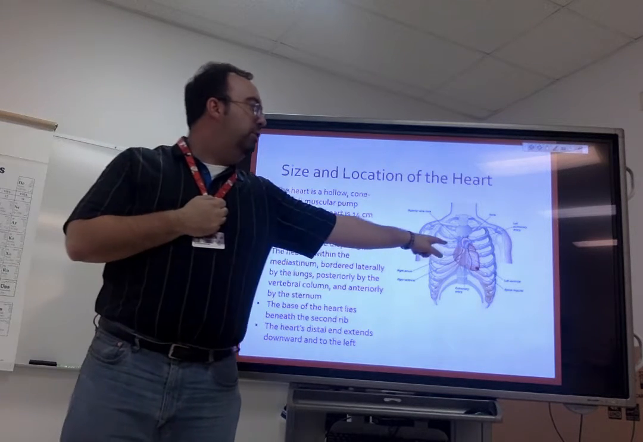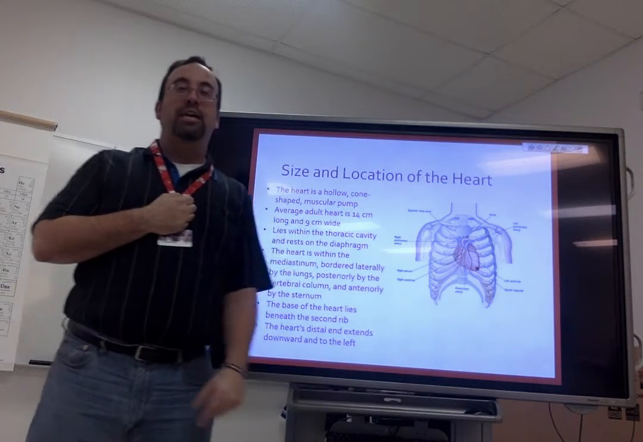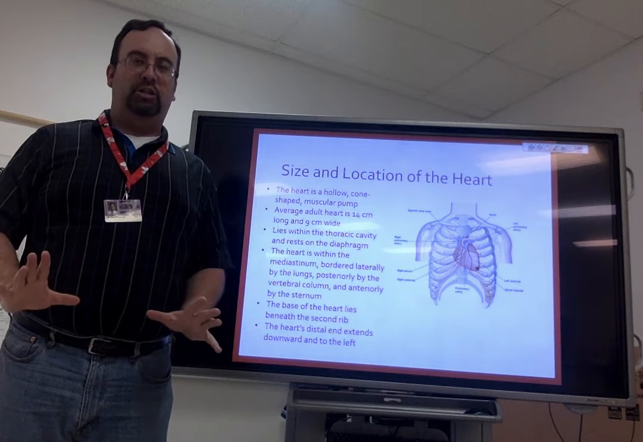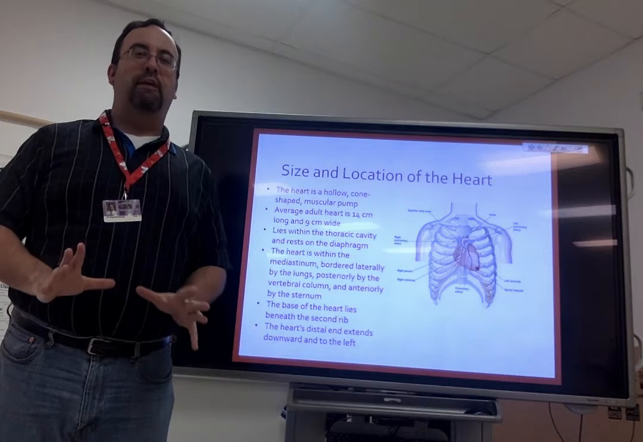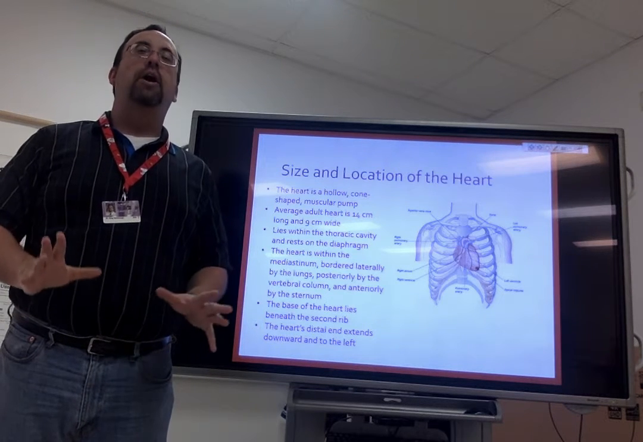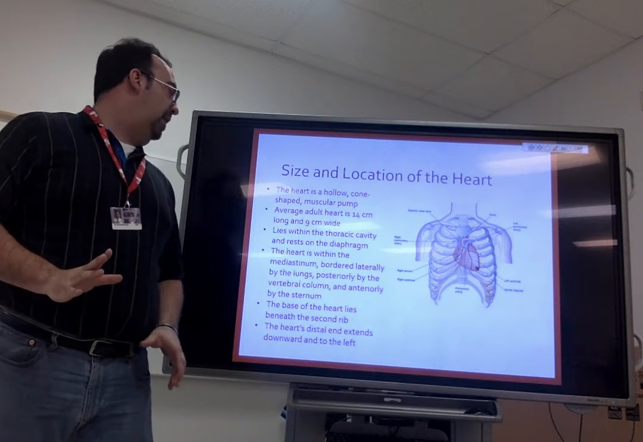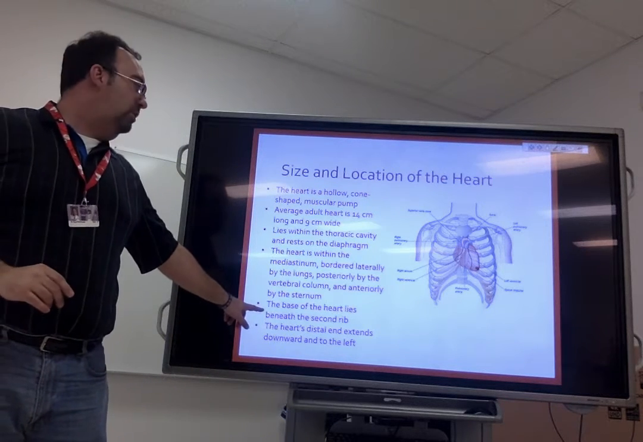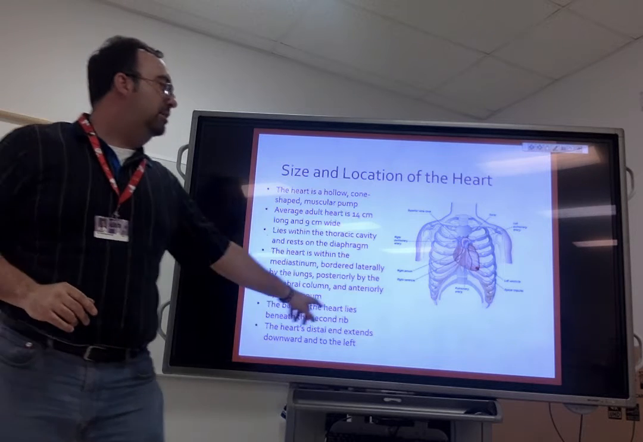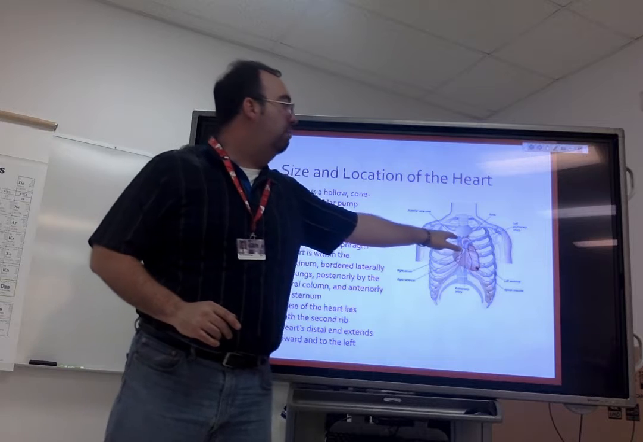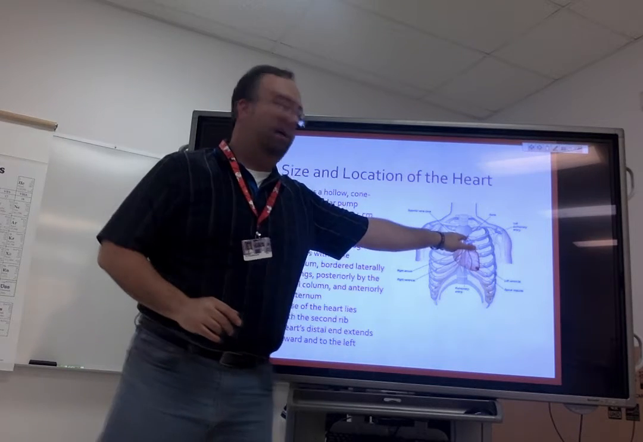So remember, the sternum here, your breastbone, is important because it does allow protection against your heart. Your heart can withstand some pressure, so don't do that at home if you don't want to. But again, that is where your heart is located. The base of the heart will lie right beneath the second rib. If we look at our ribs, we'll see right here is our second rib, and it's going to start right about here.